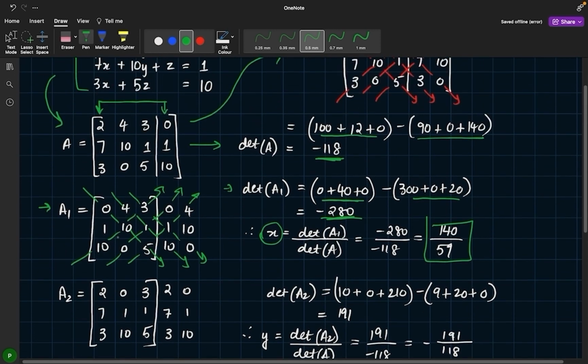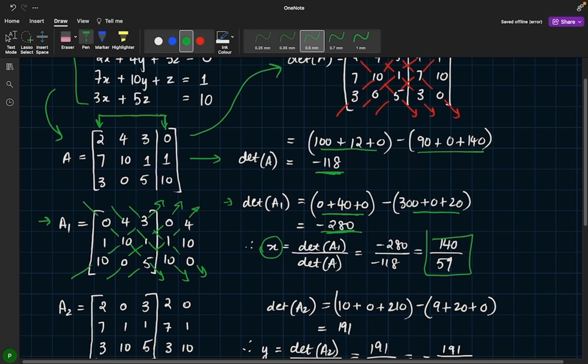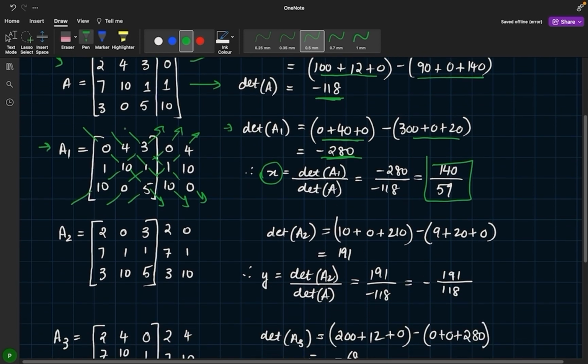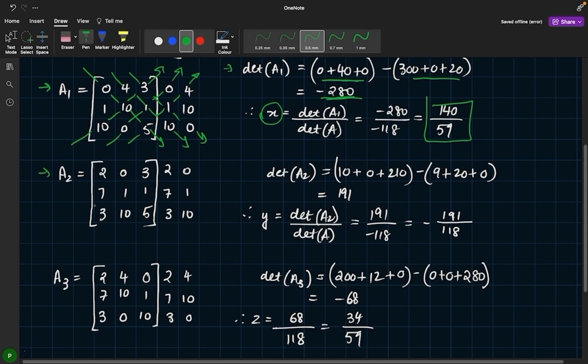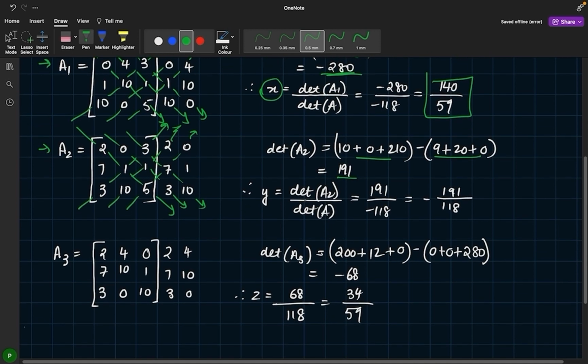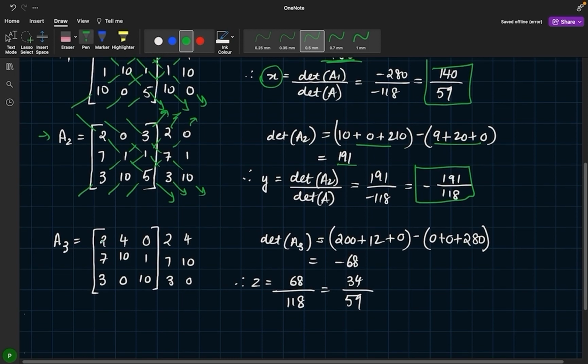Okay, A2, you take the resultant column and you replace it with the second column. And we have done that over here again. A2 is this, and you find the determinant by multiplying across diagonally like this and adding, you get this, and then minusing the multiplication of this, 570. And this is that. So A2 is 191. Therefore, y is just det A2 divided by det A, which is 191 over negative 118. That is the answer.